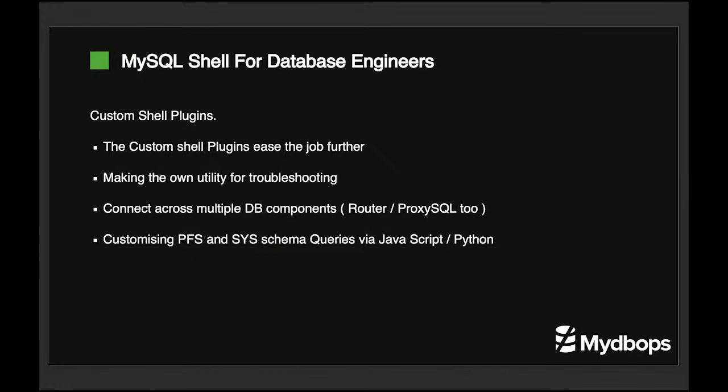And there are many custom plugins available to make the life of the DBAs easier. Or you can even make your own utility if you have a small bit of knowledge of JavaScript or Python. Of course, you can make it, or even if it's SQL, you can make some procedures and call them. Using this you can connect to other services like Router, ProxySQL. I haven't explored the orchestrator yet, but hopefully it might be able to.